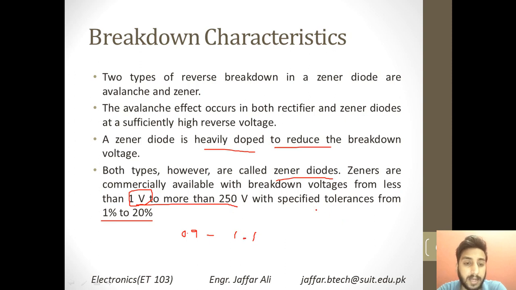And if you are using, let's say, a 100 volt diode, and the tolerance value is 20%, let's say, the value will be varying from 80 to 120. So this is the meaning of tolerance actually.